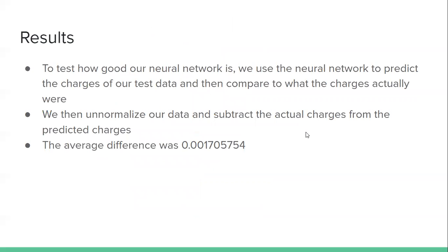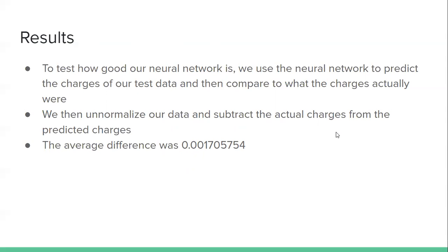To see what our results are, we use the neural network to predict the charge of our test data. So we give it all the variables and let it predict what it would be, and then compare to what the charges actually were. To actually do this, we unnormalized our data, which is just doing the exact opposite of what we did, which was also copy pasted. And then we take the actual price they were charged, subtract what we predicted from it, and then take the absolute value of the mean of those values. It's kind of like a residual. And in the end, the average difference was 0.0017, which hey, is very accurate. So we've done a good job. Woo, high five.